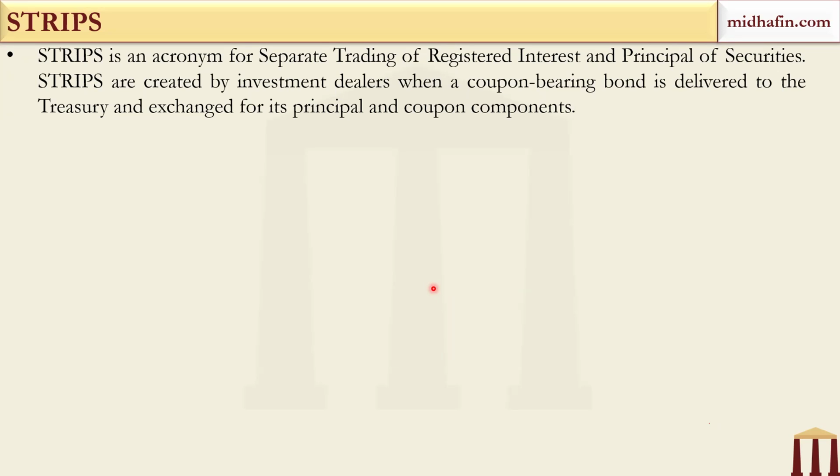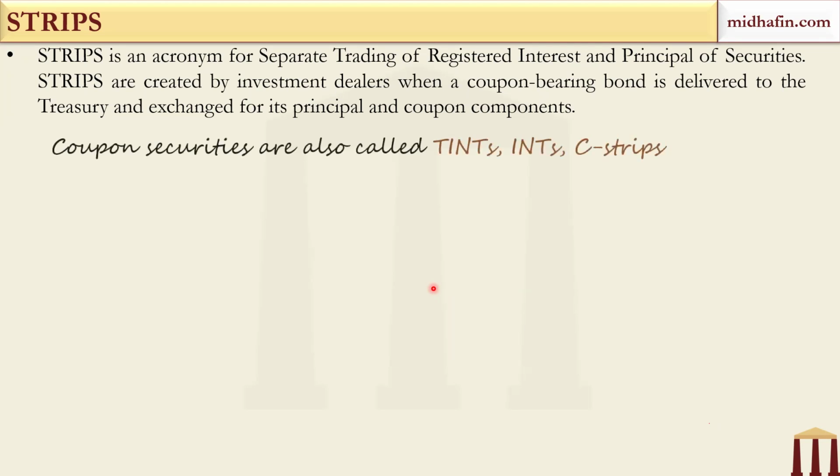Okay, so what are these? These are all ways of raising funds, getting the money. That's all. So future payments have been sold. All the future payments have been sold. That's what strips actually do. Okay, now strips have different names. They are called TINTs, INTs, C strips, coupon securities.